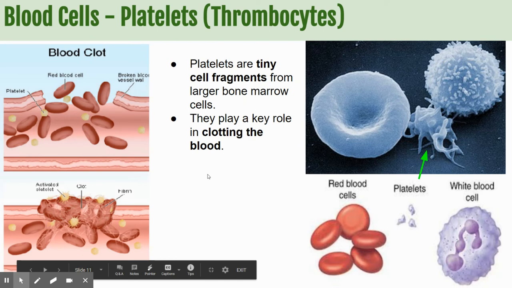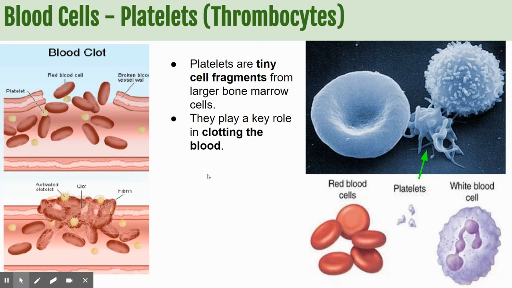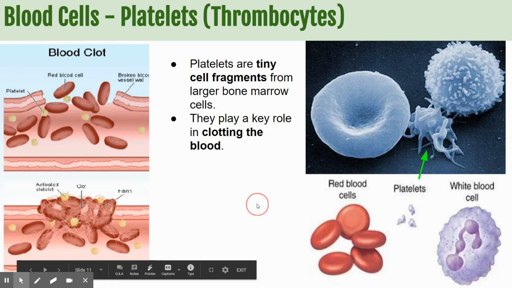All right, the next type of blood cell is the platelets, otherwise known as thrombocytes. Platelets are tiny pieces of cells, or cell fragments from larger bone marrow cells, and they are key in helping the blood to clot. When you have a break in your skin and you need to form a scab, it's all about the platelets. They're super important in the formation of a scab and stopping the bleeding.